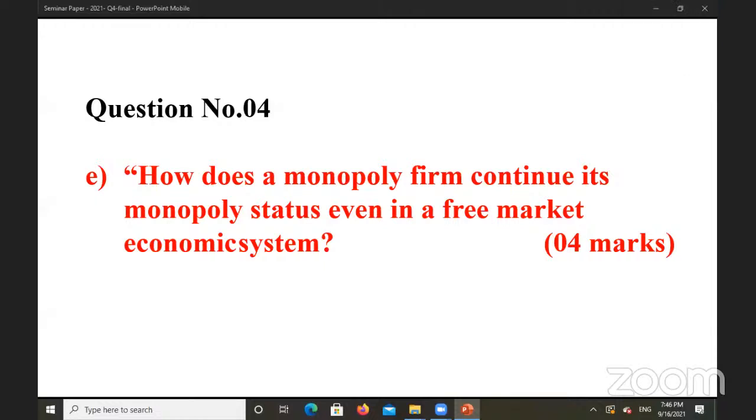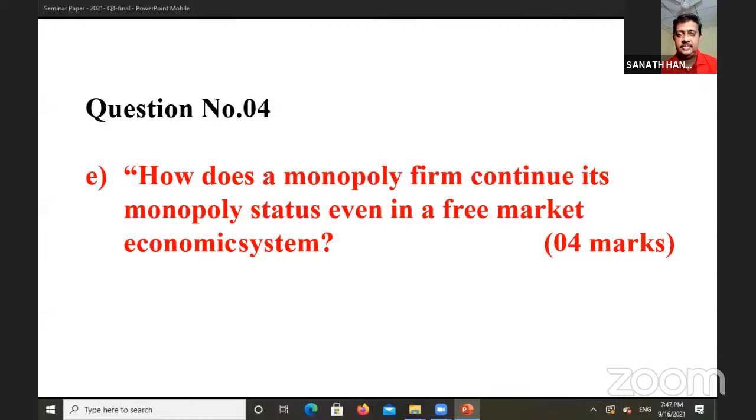Because in a market economic system, there are a large number of private firms. But even though it is a market economic system, there are some monopoly markets. That's the point.